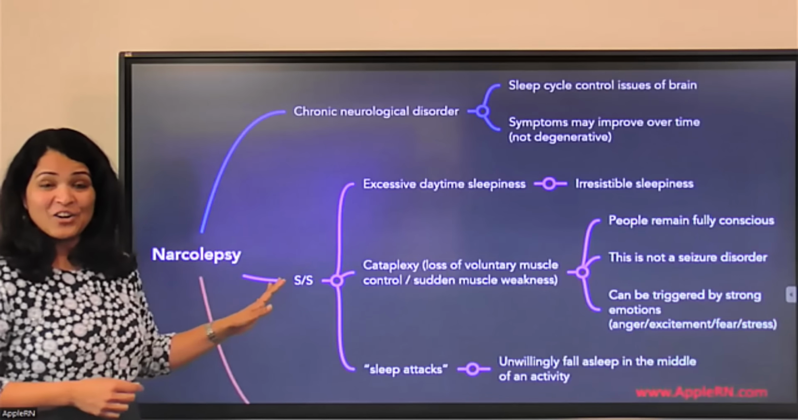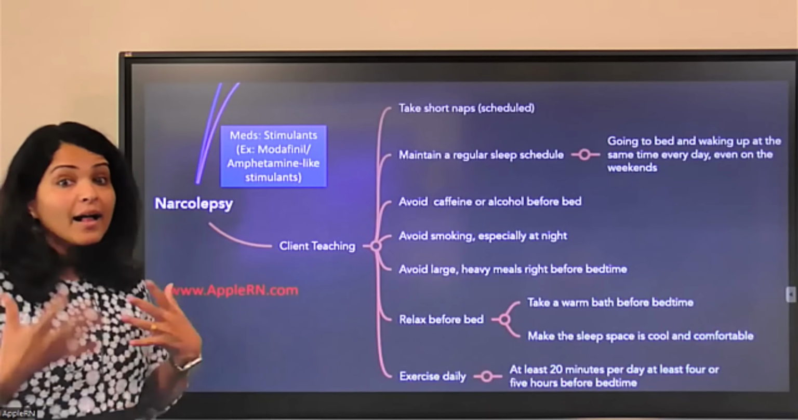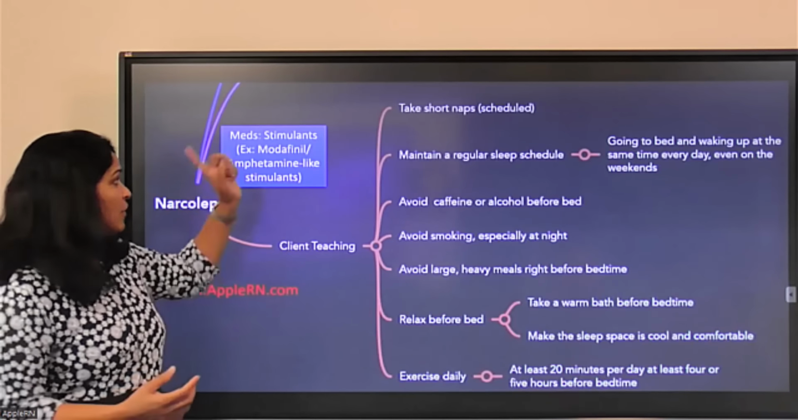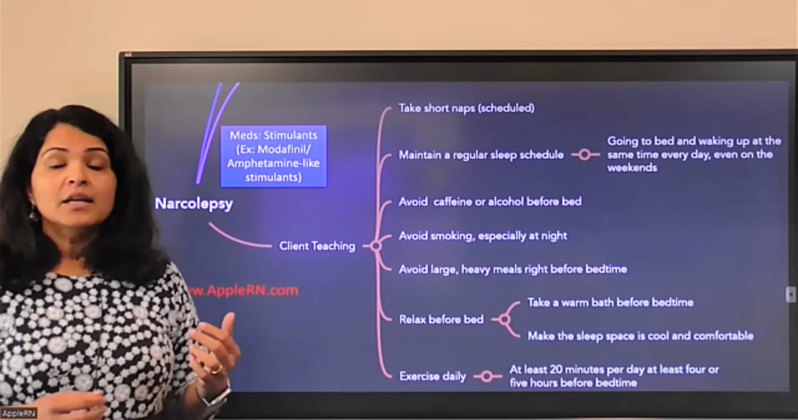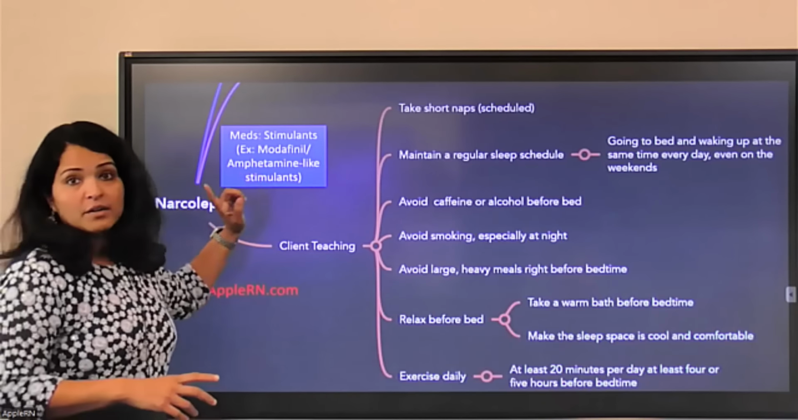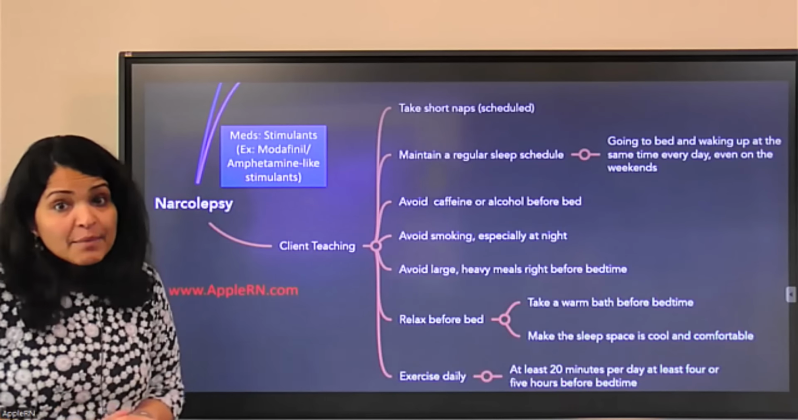Okay, so that is narcolepsy, an overview. And there are some things which we can help or teach, especially in client teaching. We can talk about the medications which are available. Usually we use stimulants, and some of the examples are given here: modafinil and amphetamine-like stimulants. Those are some of the options.